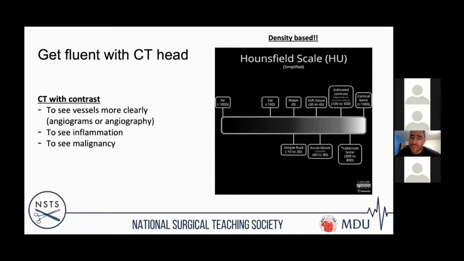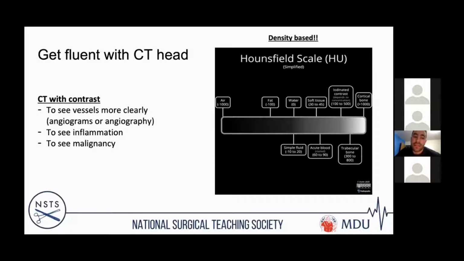When you want to see the vessels themselves very clearly, the arteries or the veins, and in that case, you have to specify to the radiologist whether you want to see the arteries or the veins, and then they can scan at the right phase, the right timing, when they think the contrast will be going through the arterial or venous system.